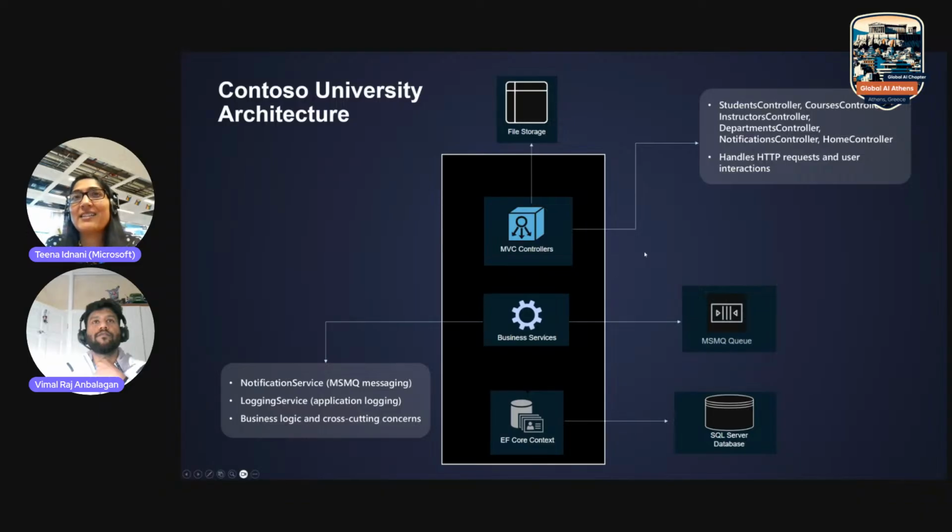So you can see it has controllers, student controller, courses controller, instructors, like typical for what a university web app would look like. It has business services, so like notification service, logging service. So notification service goes and connects with your MSMQ queue, which itself tells us it's legacy, right? And then it also connects to a SQL Server database via your EF Entity Framework code.